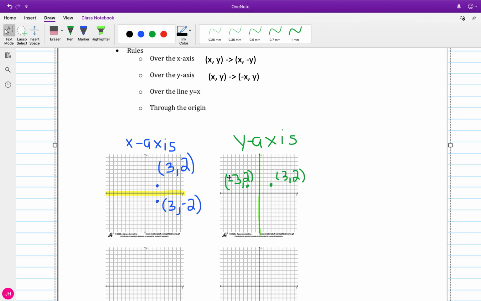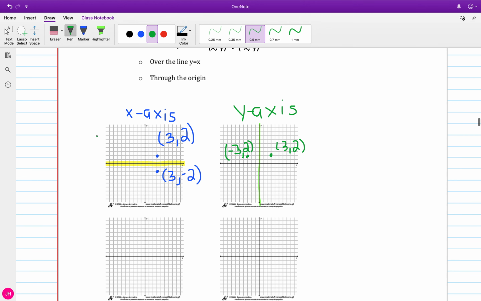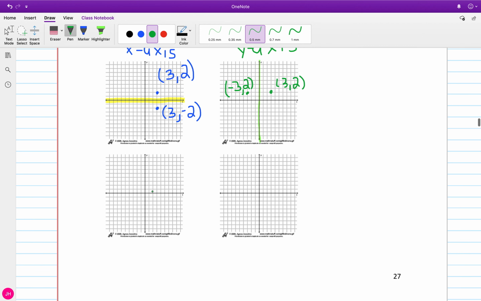Now I know where to put it visually because I'm just counting. I'm seeing how far it is from my reflection line to the point. So 1 jump, 2 jumps, 3 jumps. Remember to count jumps. Now the line y = x is a little bit harder to visually see, but easier to do algebraically. I'll change colors. So this is the line y equals x.